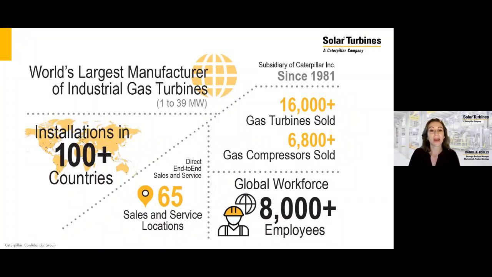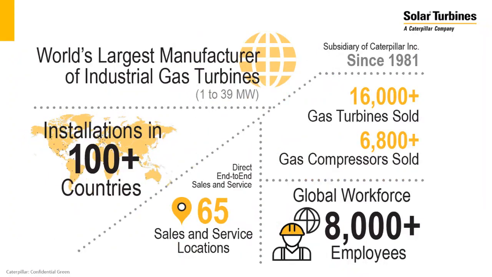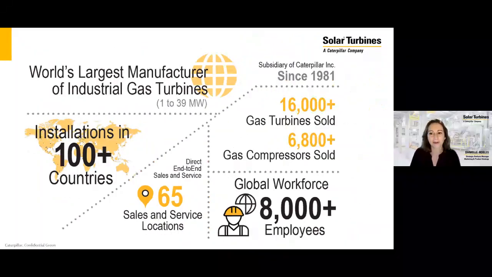So let's go over a brief overview of Solar Turbines. As you can see here in the infographic, Solar Turbines is the world's largest manufacturer of industrial gas turbines in the 1 to 23, soon to be 29 megawatt space with the introduction of the Titan 350. We started manufacturing them back in the 1960s. We've sold over 16,000 turbines and 6,800 compressors into over 100 countries. One thing I always love pointing out is the key differentiator of our customer-focused, diverse global workforce of over 8,000 employees, many of whom are in your own time and space, with 65 sales and service locations worldwide.